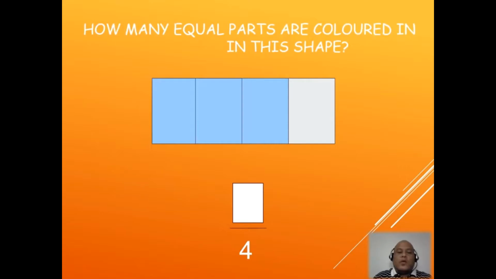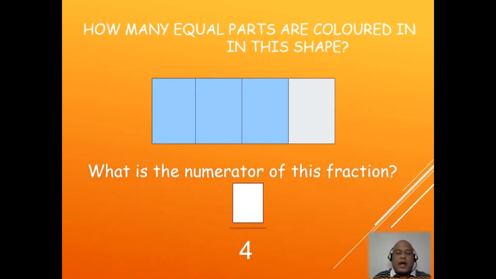How many equal parts are colored in this shape? I have here a rectangle, and this rectangle is divided into 4 equal parts. I colored 3 parts of this rectangle. Now, what is the numerator of this fraction? 3. So we can say 3/4.